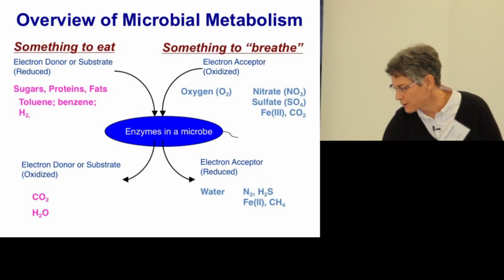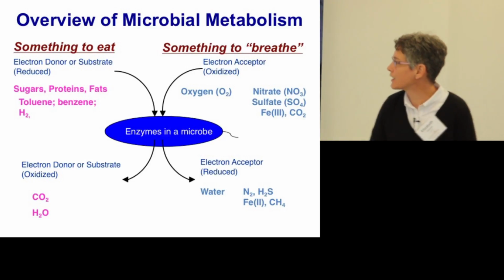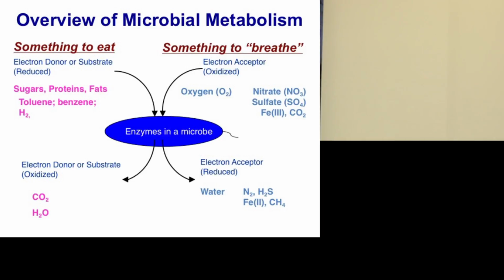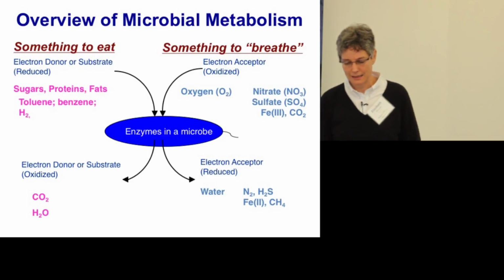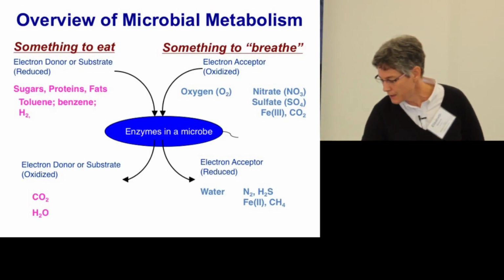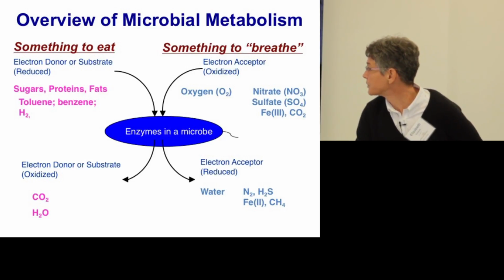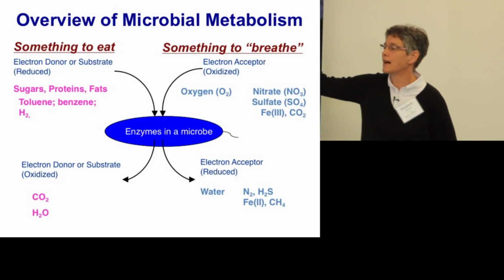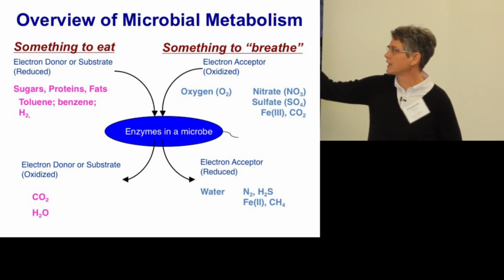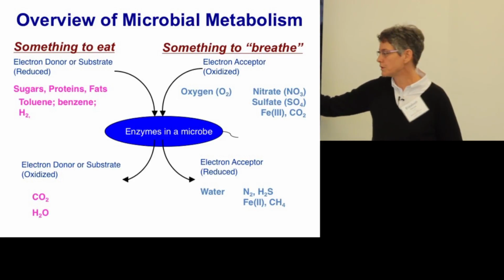Okay? But microorganisms can use all kinds of things. I've worked a lot on hydrocarbon remediation. So microorganisms can actually use toluene and xylenes and benzenes and even hydrogen as these reduced compounds, electron donors in metabolism, coupled to oxygen, coupled to other electron acceptors. So you can have nitrate reduction to nitrogen gas, so that's a process called denitrification, sulfate reduction to H2S, iron 3 reduction to iron 2, CO2 reduction to methane in methanogenesis.